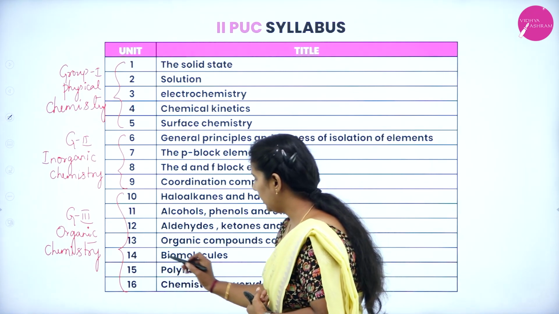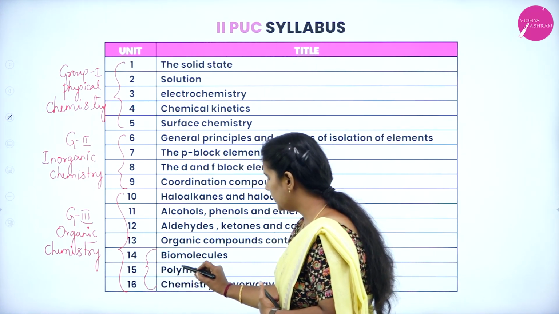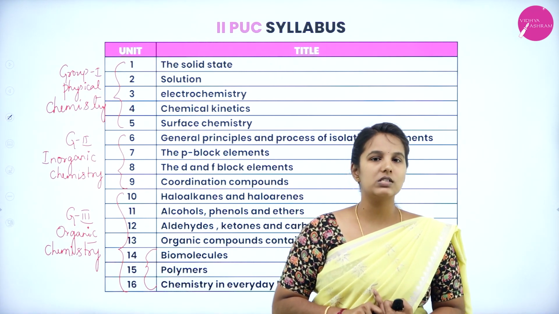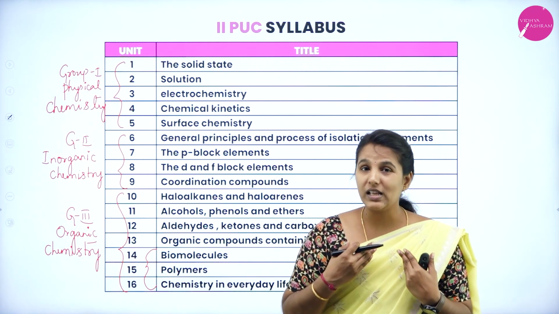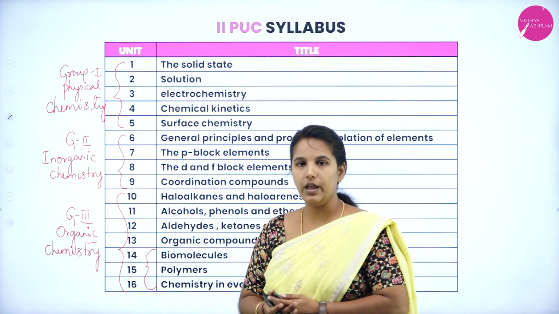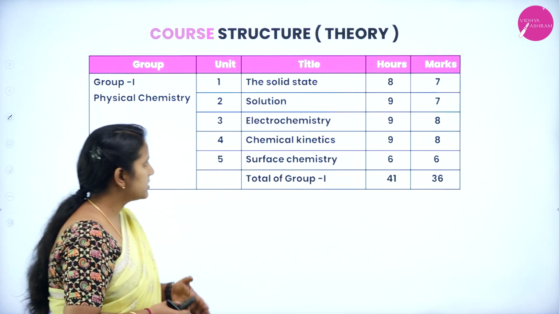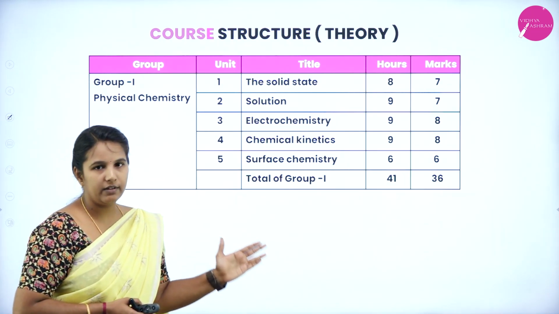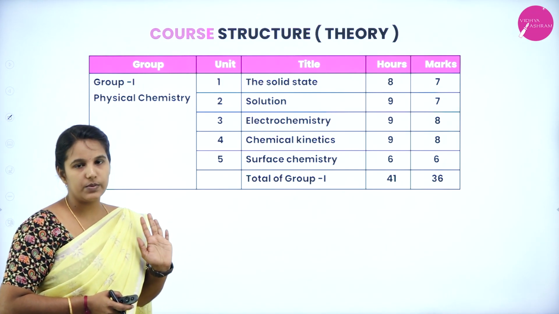The last 3 units, the biomolecules, polymers and chemistry in everyday life, are the easiest units in organic chemistry, where you can easily score marks. Okay, we'll see the course structure with each unit. We'll see how many hours and how many marks have been allotted.